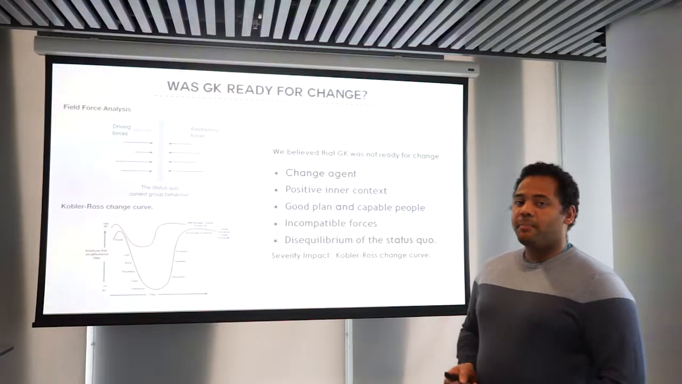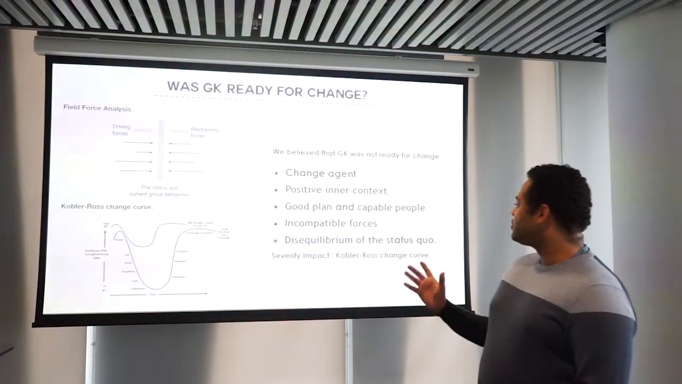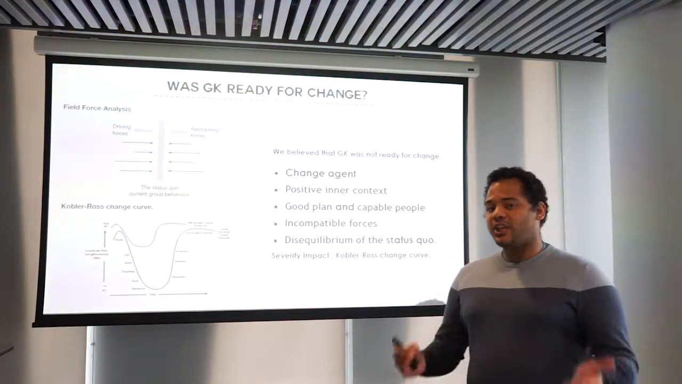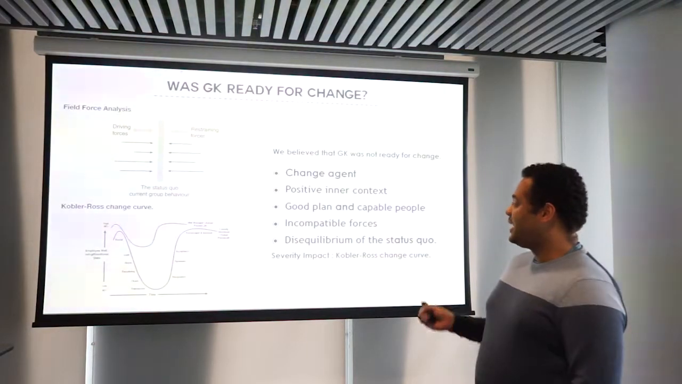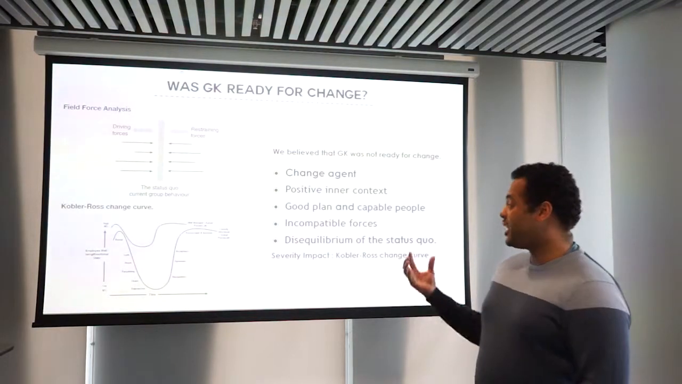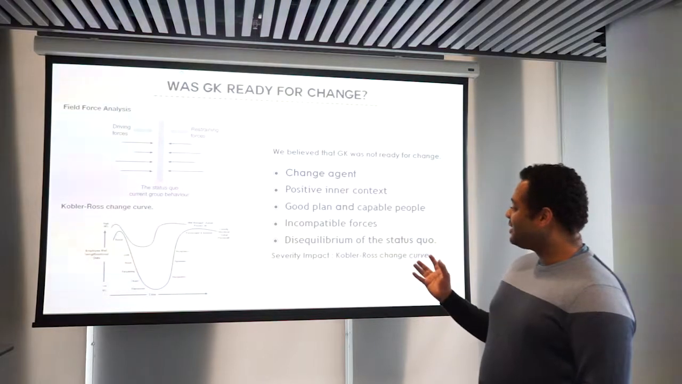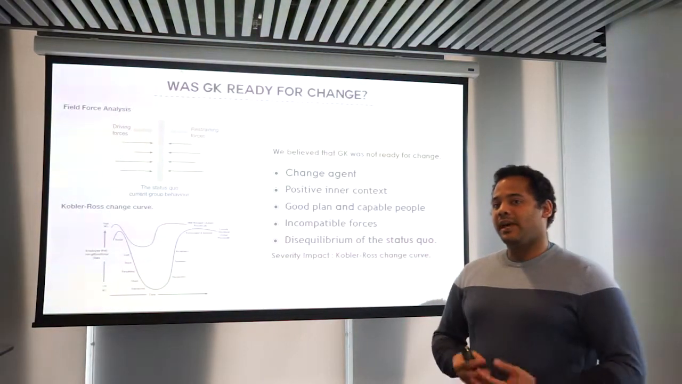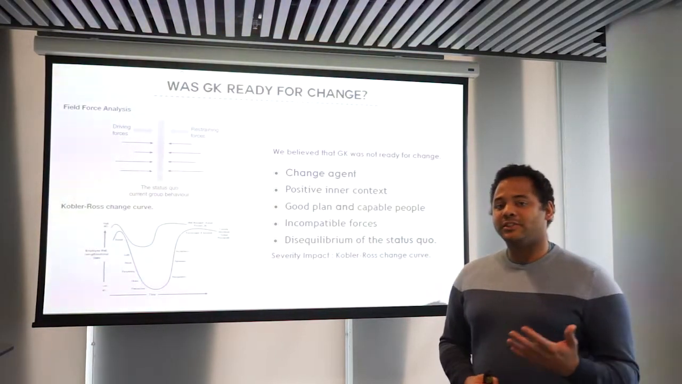If the forces are unbalanced, looking at the Kübler-Ross change curve, we can do a severity impact. How is this change going to affect the individuals and groups? In the case of GK, with the disequilibrium between the forces of change, we can see the individuals and groups within a chaos phase.